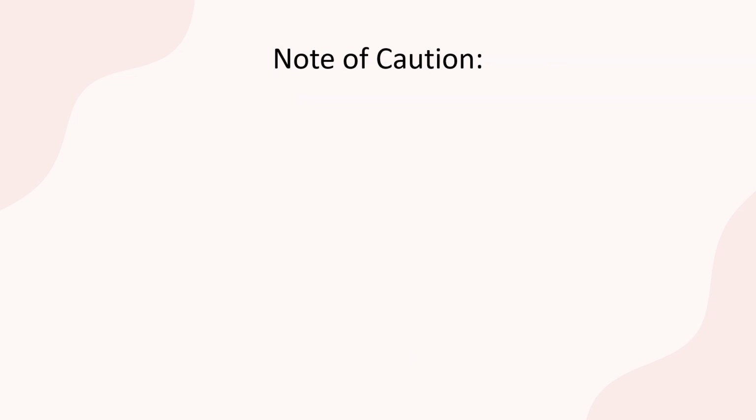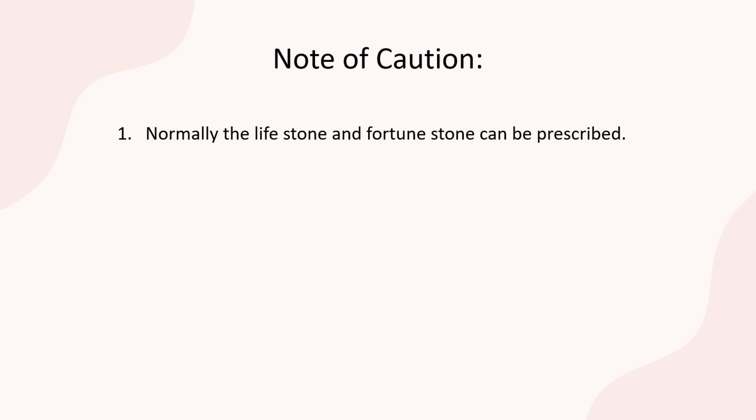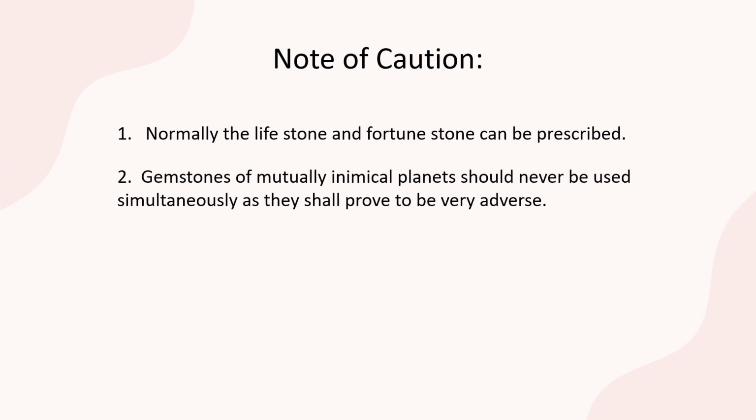Now, a note of caution that you need to be very careful about. First, normally the life stone and fortune stone can be prescribed. Again, if the lord of the 5th or ninth house is an enemy lord of the ascendant, then do not prescribe the fortune stone. Second, gemstones of mutually inimical planets should never be used simultaneously, as they shall prove to be very adverse. For example, you cannot wear ruby and blue sapphire together. It will give an adverse effect.